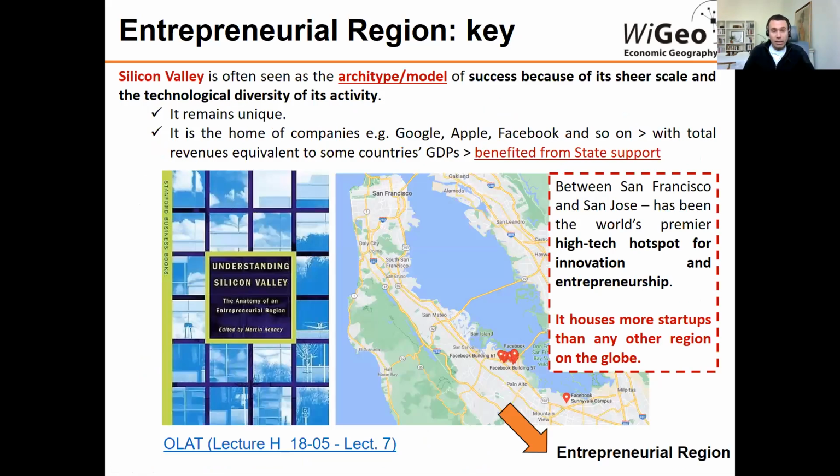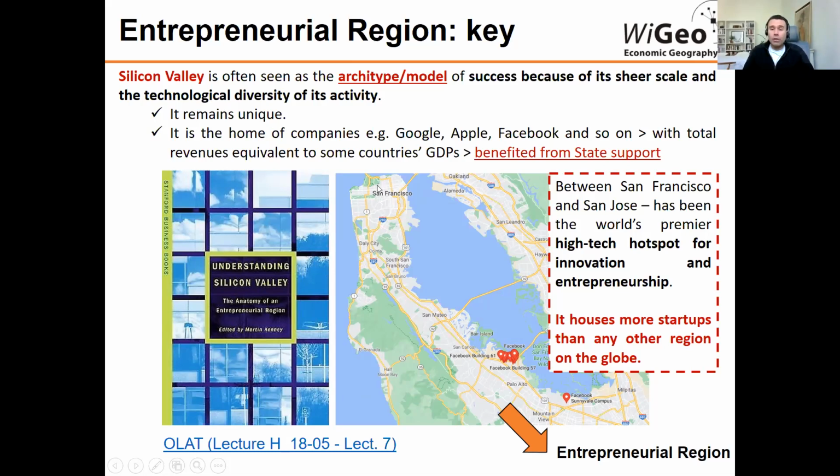If you want to learn more, in more detail, about the reasons behind the success of Silicon Valley, this publication, highly cited worldwide, is also archived in your ONLAT platform, and you can grasp the success of Silicon Valley, which still today is a model, an archetype, an example of the success of an entrepreneurial region. We are talking here about all this area between San Francisco and San Jose in the southern part of California state in the United States, and it is still the territory hosting the largest number of startups worldwide.